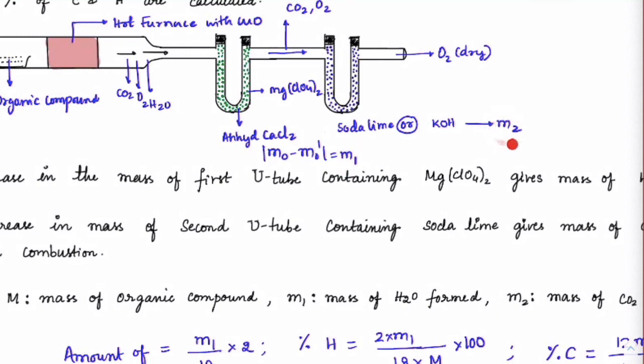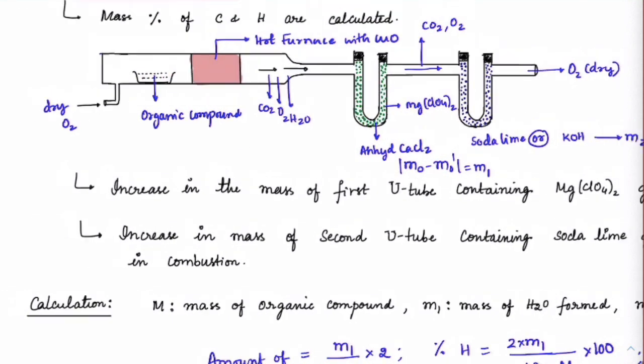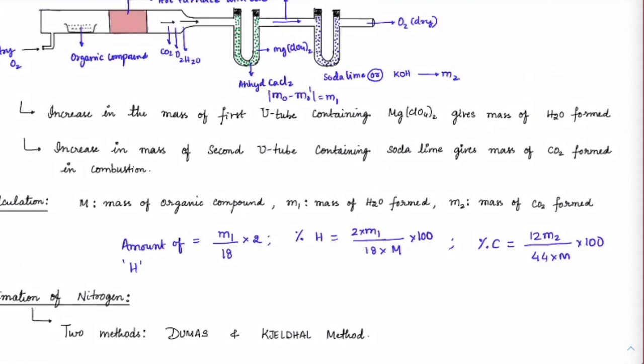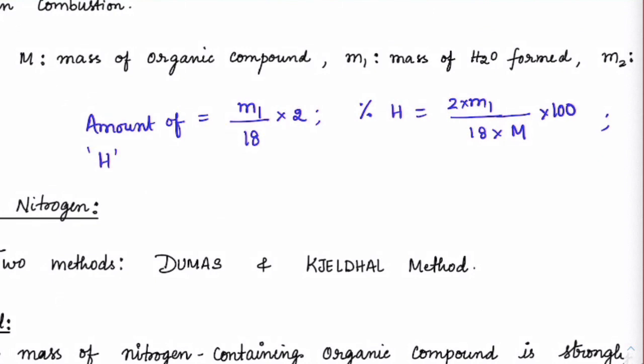That m1 and m2 is the mass of water and mass of carbon dioxide which has been deposited in this. Where did that come from? That came from the organic compound only. So what we are doing here, in that organic compound, we will try to find out how much amount of hydrogen it has. We know that m1 is the mass of water which you have, correct? So those who are confused here, m1 is the mass of H2O that has been formed.